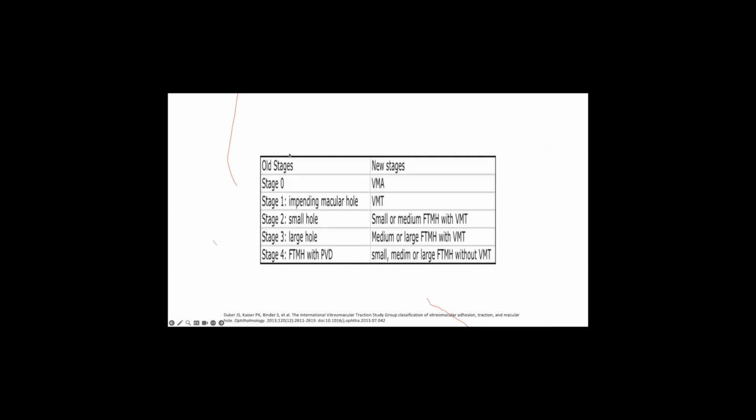In the old days, we used the Gass staging, which I've kind of alluded to, but with the new IVTS classification, it kind of merges onto the Gass stage. So no macular hole is a vitreomacular adhesion. An impending macular hole is vitreomacular traction. And a small hole is still the same, it's a small hole. But the only thing is now we have to say whether there is associated vitreomacular traction or not. And then we have a medium hole and we have a large hole. So now basically with macular hole, all that matters is whether it's small or medium or large, and whether there is vitreomacular traction in association or not.